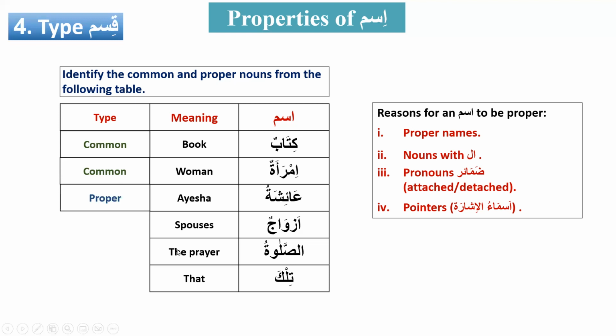Yes. Okay, your word is azwajun. Azwajun is a plural word. It means spouses. Now you tell me, is it common or proper? It's common, because it's not a proper name. It doesn't start with al, it's not a pronoun, and there's no pointer. All right, good job. Good job, Taimia.